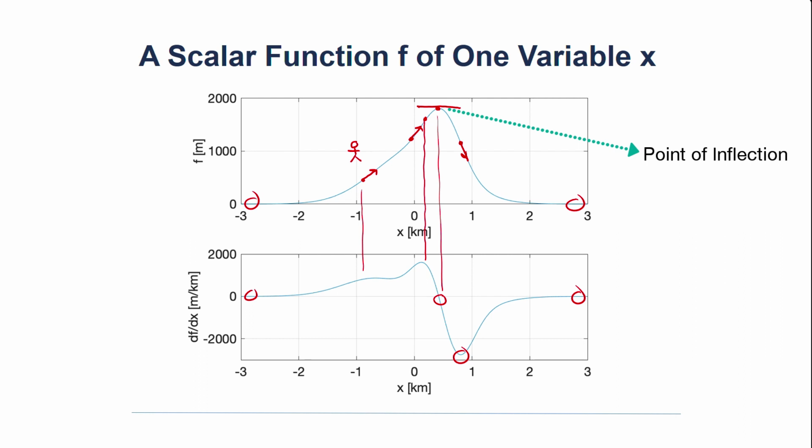It's also easy for us to separate this derivative into a part where we are clearly climbing and another part where we are descending, depending on the slope or the sign of df by dx. So in the climbing region, the derivative of f with respect to x is positive, and on the descending side, the derivative is negative. And that's zero right at the boundary.